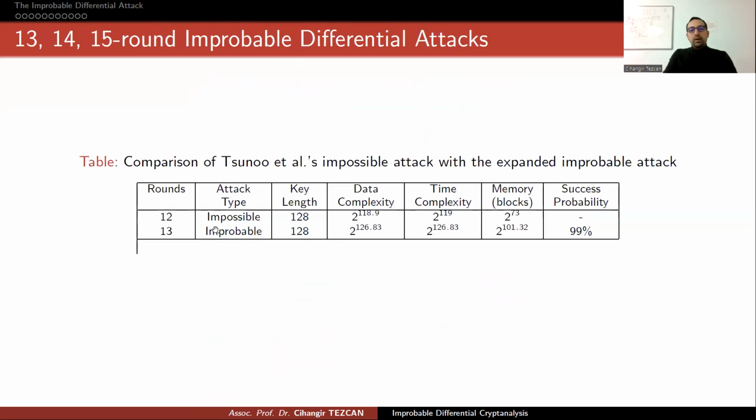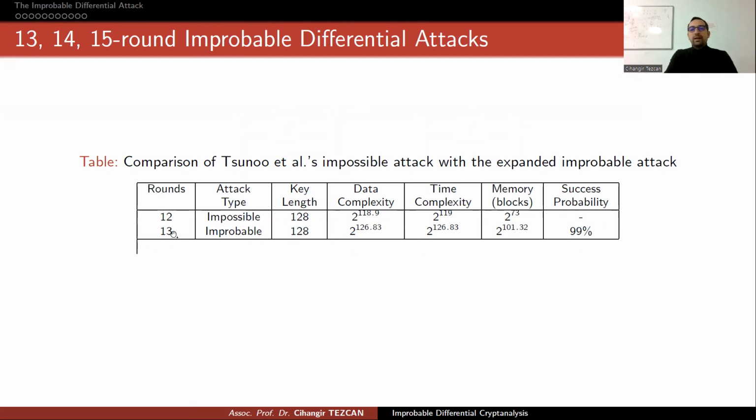So in the literature, Suno's impossible differential attack actually was on 12 rounds. And it required this much data, this much time complexity, and this many memory blocks. In our case, since we perform not an impossible differential attack, we introduce some probability. So our attack actually has some success probability.